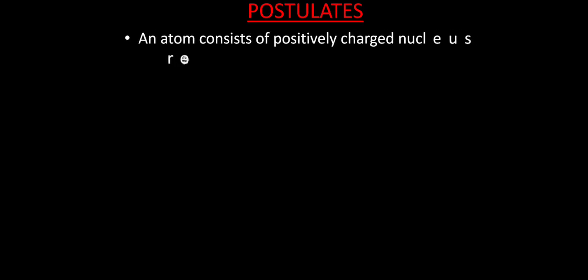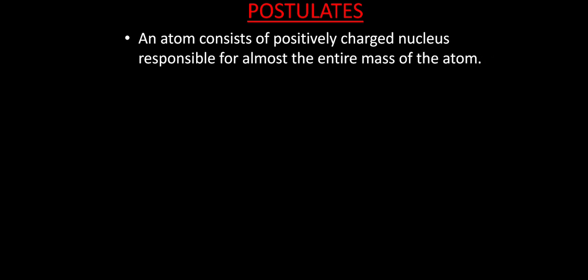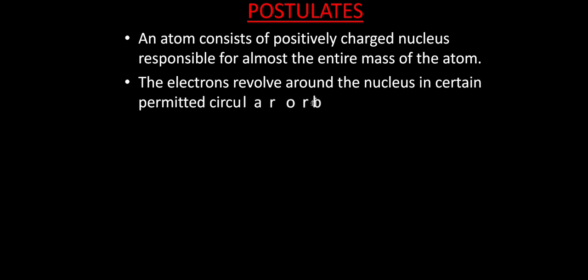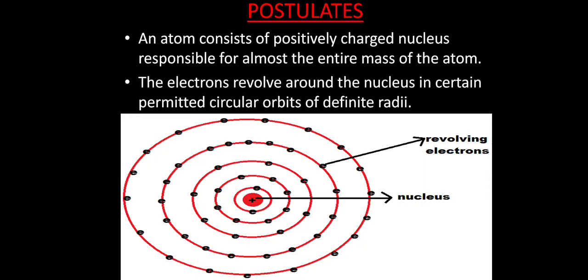An atom consists of a positively charged nucleus responsible for almost the entire mass of an atom. That is what I have explained, that he retained the concept of positively charged nucleus, which was given by Rutherford. The electrons revolve around the nucleus in certain permitted circular orbits of definite radii. If you try to picturize this, it would look something like this. The electron will be revolving around the densely positively charged nucleus, which is present at the center.